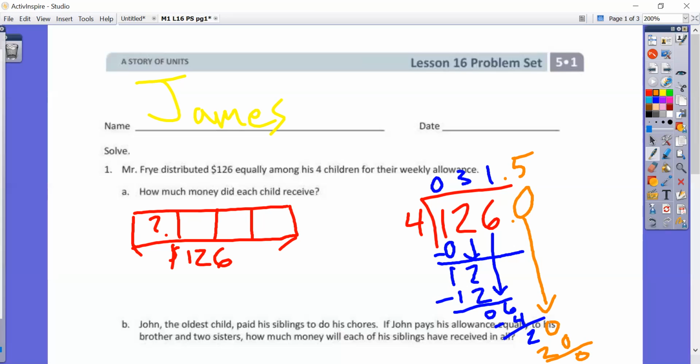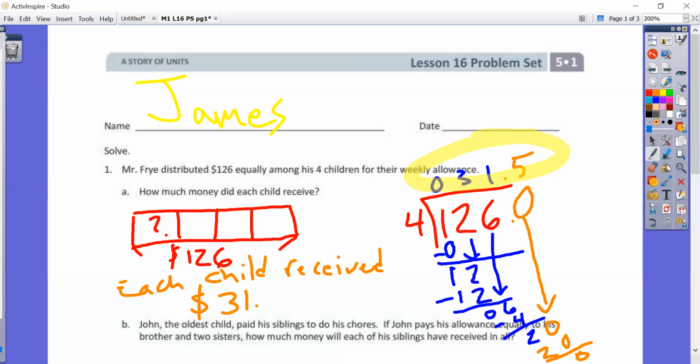So each child should receive, here's our quotient up here, right? So that's our answer. So each child received, make sure you use the unit, the symbol for dollars, so that we know we're not talking about 31.5 bananas. Each child received $31.50. All right, so let me just shrink this up.